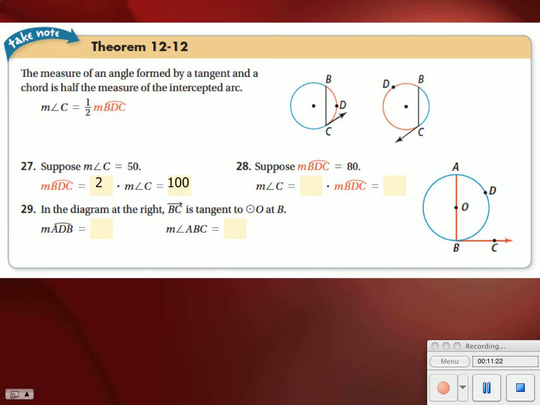Now let's look at this diagram at the right. We have a tangent and a diameter. So the measure of ADB equals 180, because this is a semicircle. So the measure of angle ABC is 1/2 of 180, or 90 degrees. So that's how you use theorem 12-12. The measure of an angle formed by a tangent and a chord is half the measure of the intercepted arc.